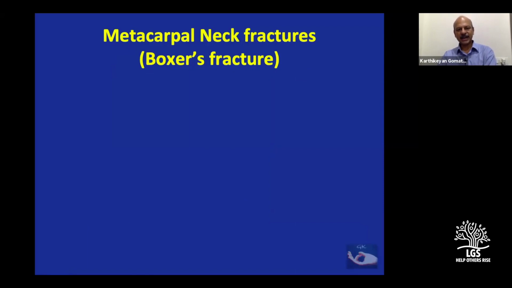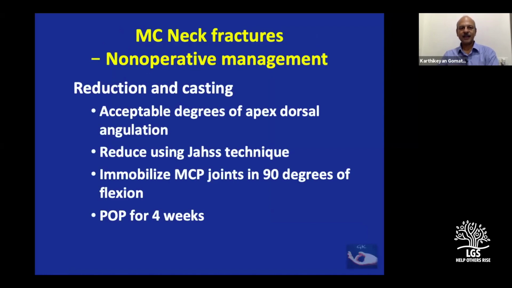Now we'll go to the metacarpal neck fractures. The boxer's fracture, I told you, is one of the commonest fractures that can occur. Is there a role for non-operative management? Yes, there is a role for non-operative management of metacarpal neck fractures, especially the fifth metacarpal fracture, because that is the commonest. Reduction and POP application or casting, provided that there is an acceptable degree of apex dorsal angulation. It must be acceptable. We already know that the little finger can tolerate up to 50 degrees. But the angulation must be less than that, and we must reduce.